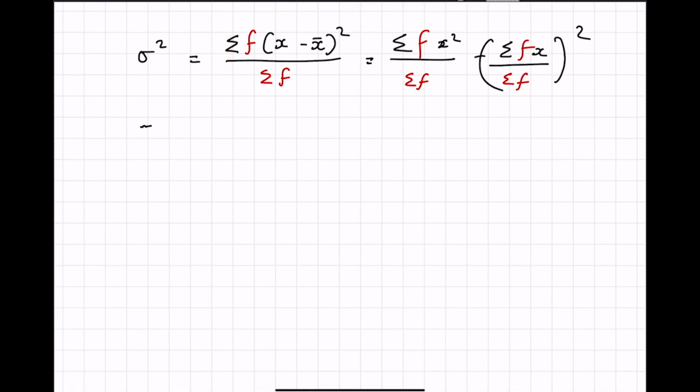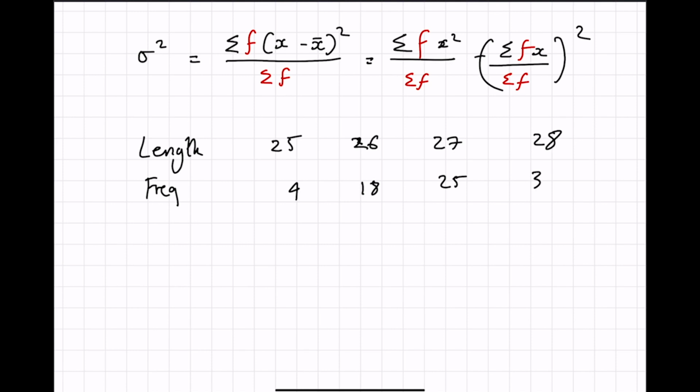So I think the best way to do this would be to probably just do another example. So let's do the usual thing. Let's say length, let's say frequency, and let's just put a bunch of lengths in: 25, 26, 27, 28. Then let's put in a bunch of frequencies, like 4, 18, 25, and 30. So these are your values. So if you had a table like this, then it's pretty simple again.